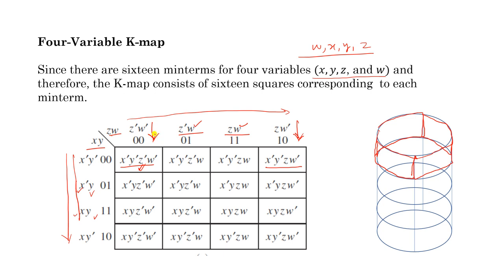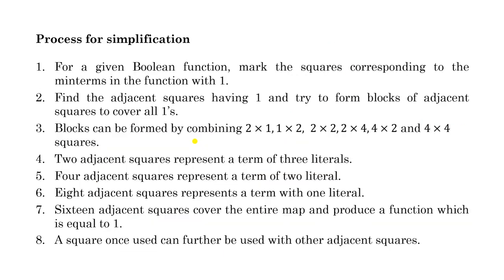Now we will see how we can utilize this K map to reduce a given Boolean function. For a given Boolean function, first what we have to do is mark all the squares corresponding to the minterms given in the function with 1. So write 1 in place of all these minterms. Now find the adjacent squares having 1 and try to form blocks of adjacent squares to cover all the 1s.